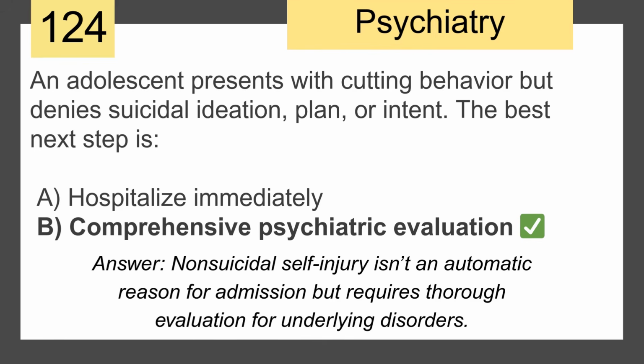Question 124. An adolescent presents with cutting behavior but denies suicidal ideation, plan, or intent. The best next step is a comprehensive psychiatric evaluation. We don't have to hospitalize immediately because maybe the patient is not even suicidal. Maybe they're doing it for attention. Maybe they're doing it to displace their emotional pain through self-harm.